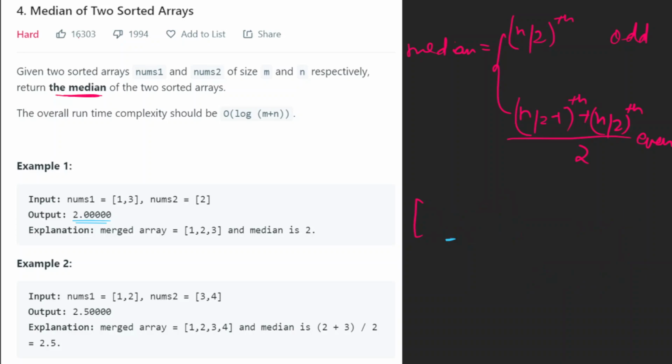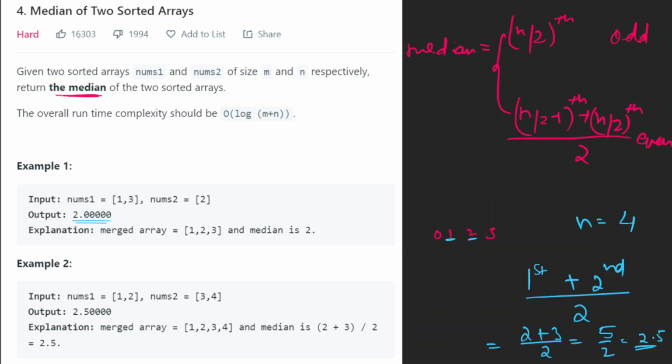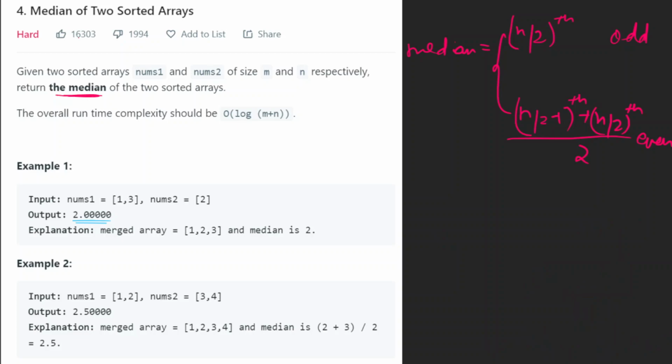So now I think we are comfortable with the concept of median, and now we can move to another part of the problem, that is to understand what this question is actually asking us for in order to calculate the median. So you were given two arrays, okay? The two arrays are 1 3 and 2. After merging them it will be 1 3 2, and after sorting them it will be 1 2 3.